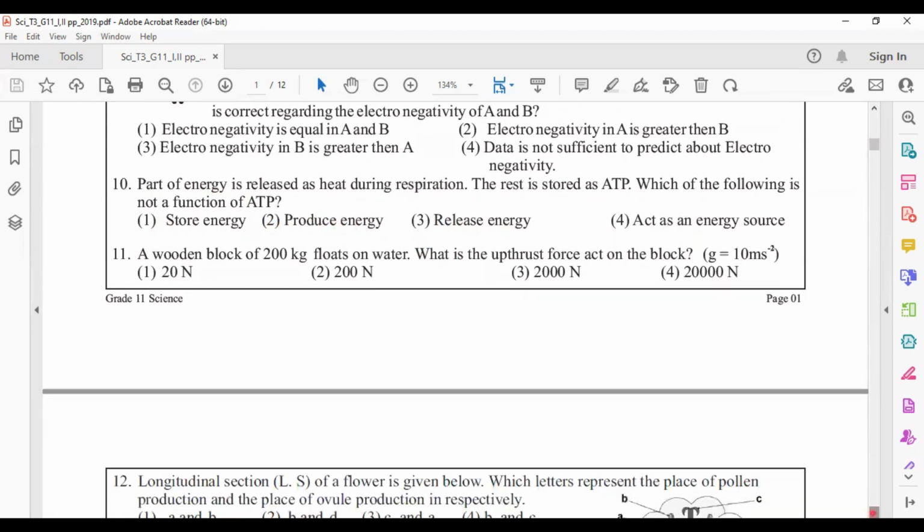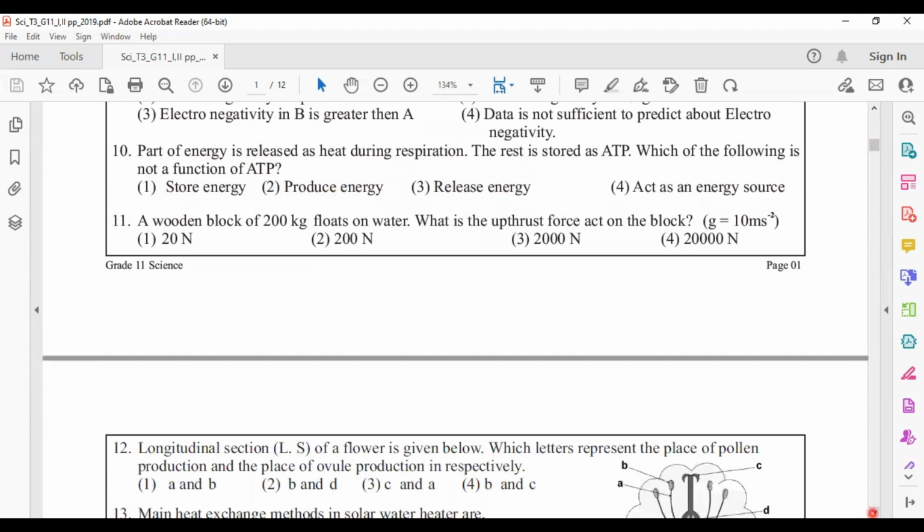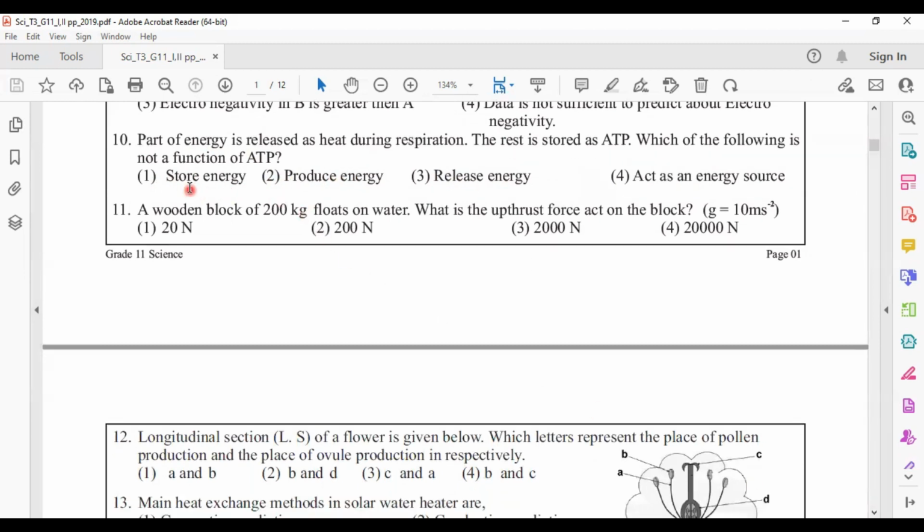Energy is produced inside the mitochondria. It is not a function of ATP. All these other things are functions of ATP.